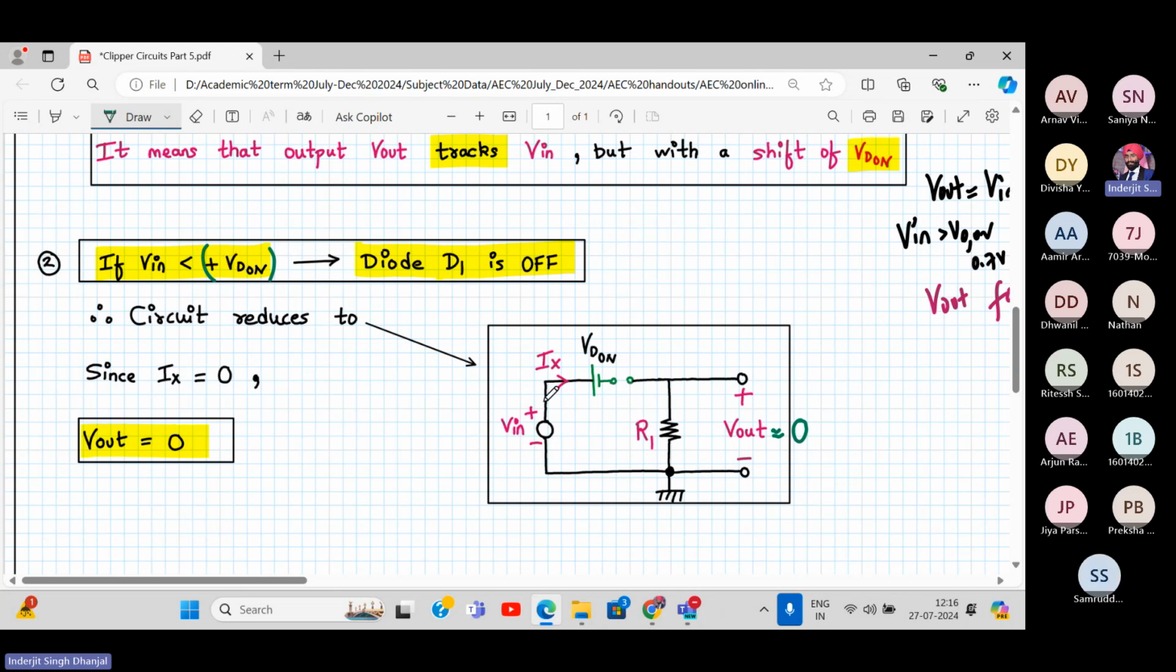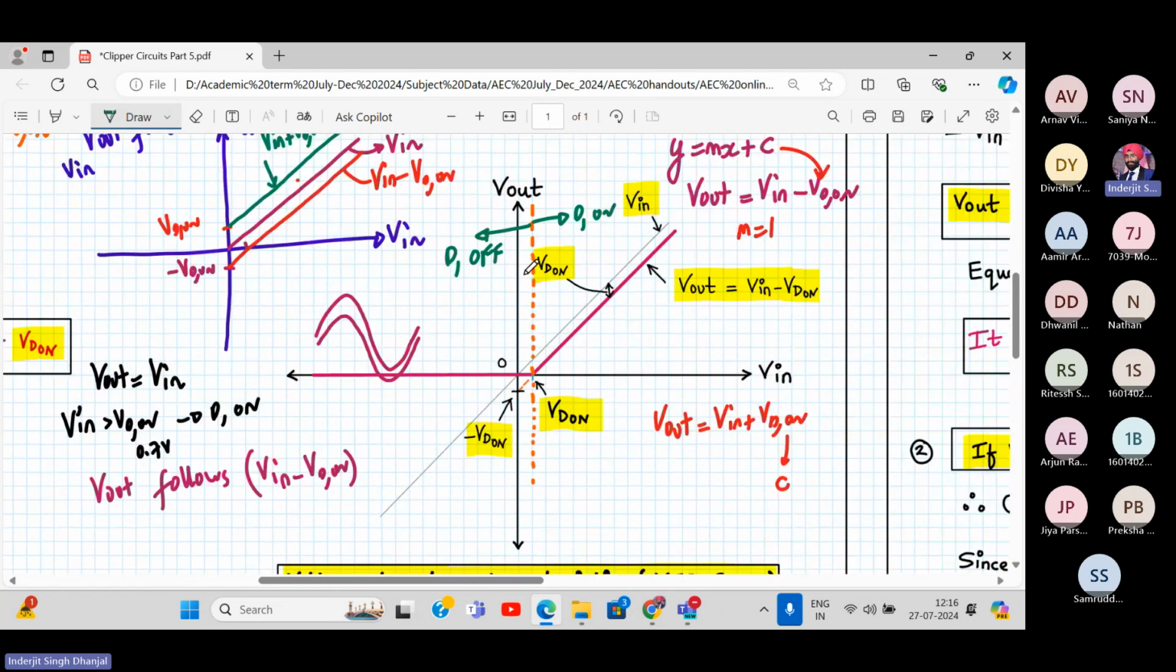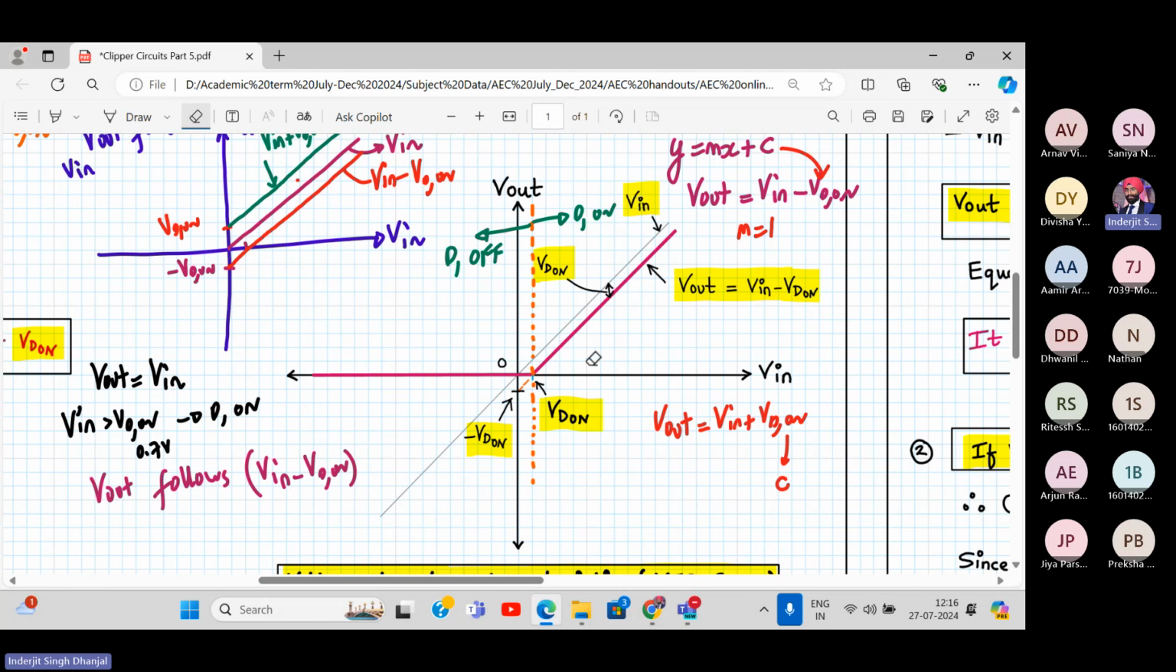If Vin is less than VD on, my diode is off. This becomes an open circuit. My input is disconnected from the output. So hence my output will be zero, because no current flows through this resistor. So for the diode off case, my output will be zero. See, highlighted by this point, it is zero over here. Clear about the VTC curve?